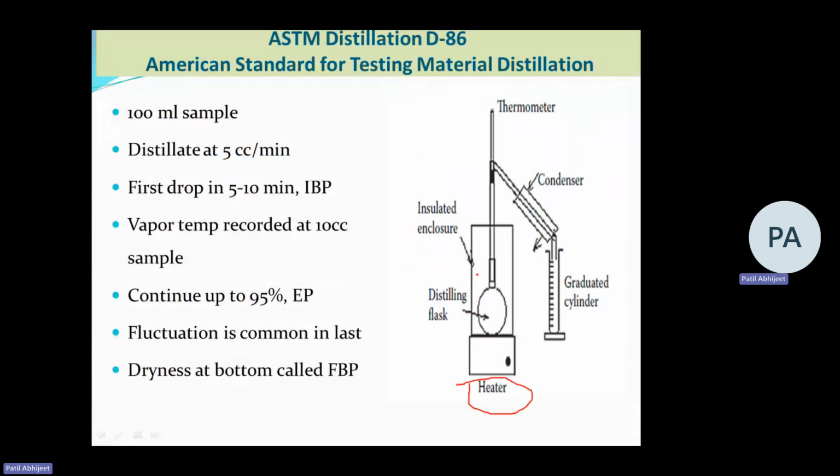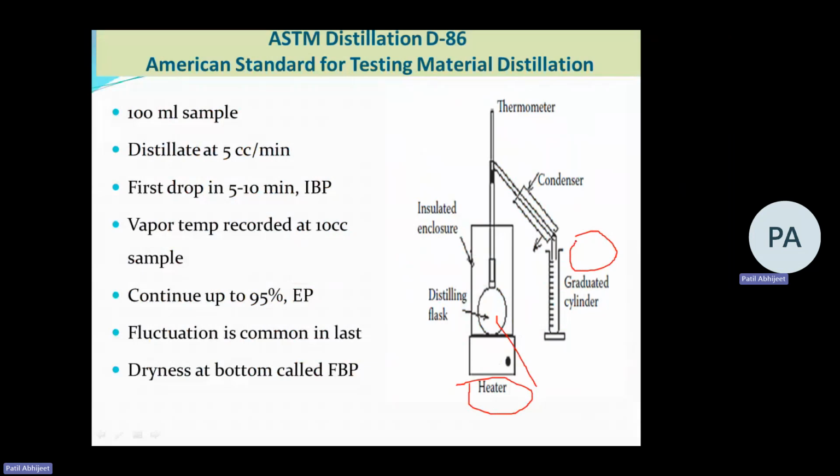Then the fractions separate based on the difference in their boiling points. Those with a low boiling point will remain here, and those having the particular boiling point will get distilled. Then we get the more volatile component collected in the graduated cylinder. Here different flask volumes are available: 100 ml, 200 ml, 500 ml, 750 ml, 1250 ml. But in this figure we are considering 100 ml of sample.